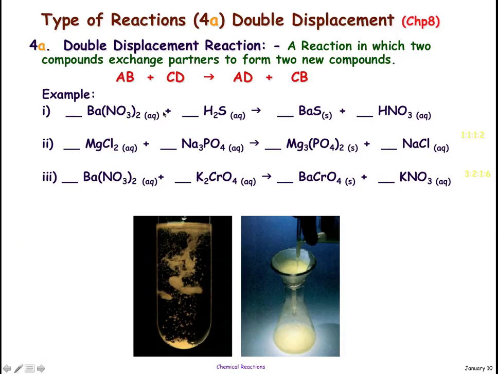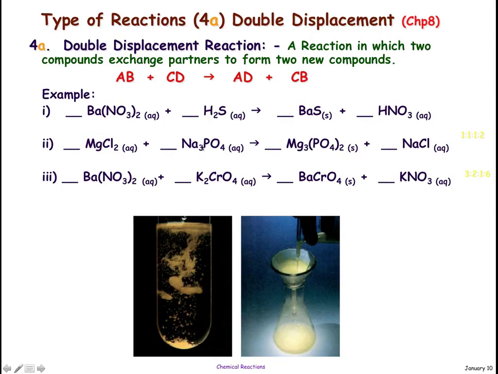This is your double displacement. Take a look at this right here. Magnesium and sodium, they switch. Magnesium will replace sodium. Sodium will replace chloride. Make sure that the chemical formula is correct. Magnesium's +2, phosphate's -3, so it's Mg3(PO4)2. Sodium's +1, chlorine's -1. We can go ahead and proceed with balancing the equation.